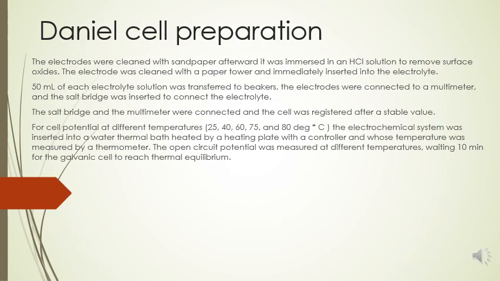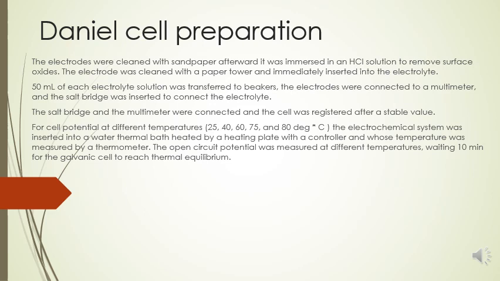The electrodes were cleaned with sandpaper. Afterward, they were immersed in HCl solution to remove surface oxides. The electrodes were cleaned with a paper towel and immediately inserted in electrolyte. 50 ml of each electrolyte solution was transferred to beakers. The electrodes were connected to a multimeter and a salt bridge was inserted to connect the electrolytes.